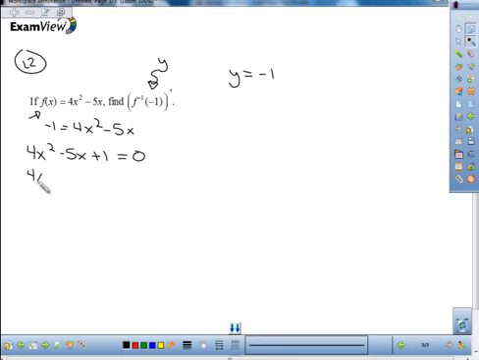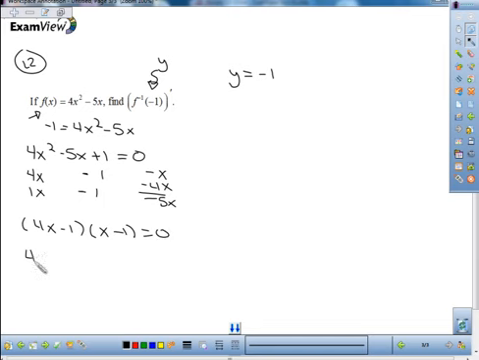So I'm going to factor. Two numbers multiplied together that give you 4x squared. Two numbers multiplied together that give you 1. Okay. They're both going to be negative, so if I cross multiply, that gives me my middle term. So I'm going to have 4x minus 1, x minus 1 equals 0. Using the zero product property, set them both equal to 0. So I'm going to have two numbers, x equals 1/4 and x equals 1.